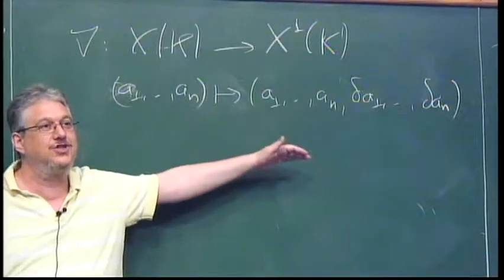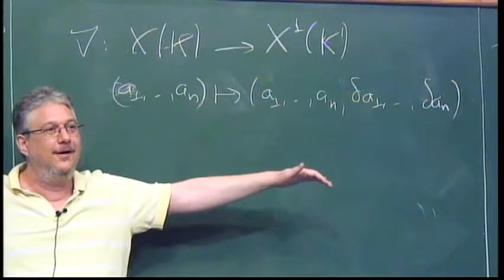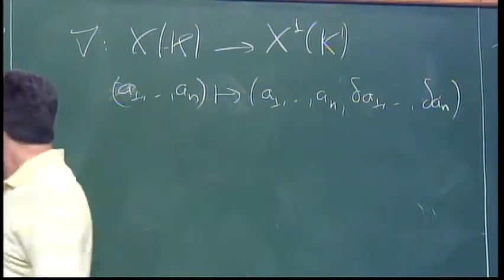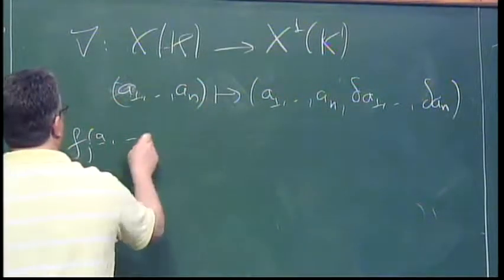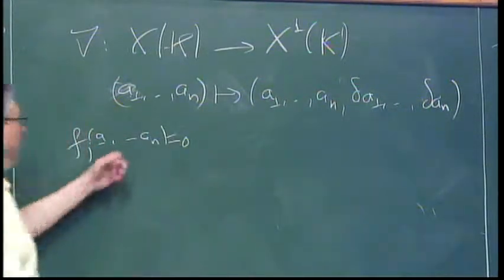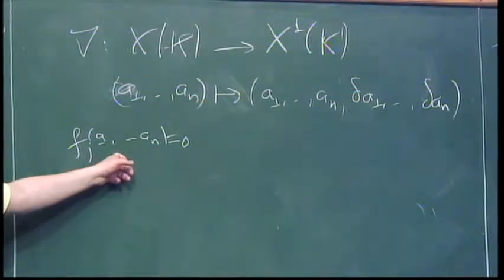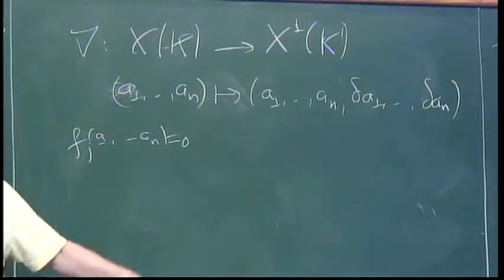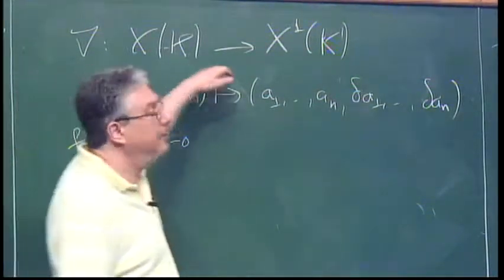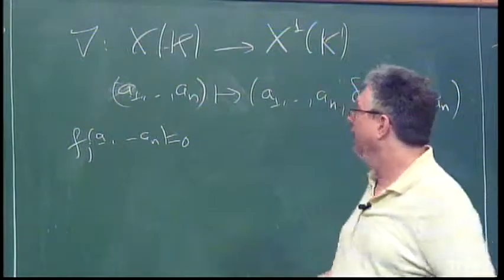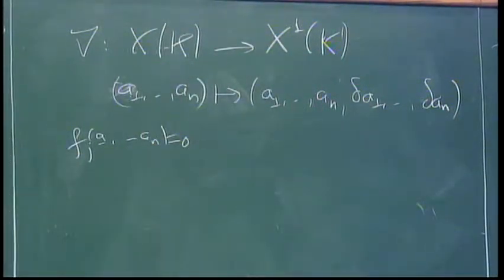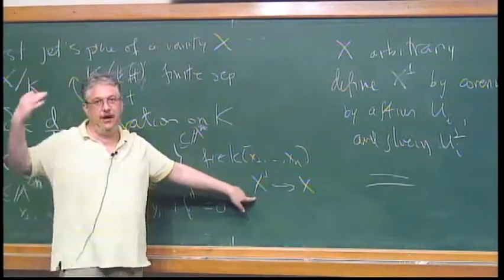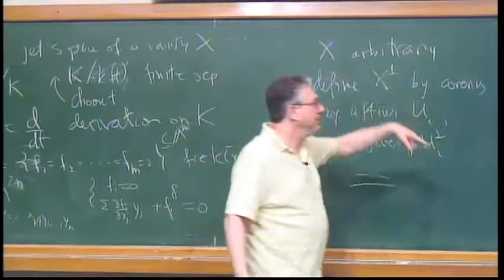I mean, this is just the chain rule. If you take a point here, you have fj(a1, ..., an) equals 0. If you differentiate this with respect to t and use the chain rule, you get those equations there. And of course, nabla is a section of this map, in the set theoretic sense, right? So if you lift and project.